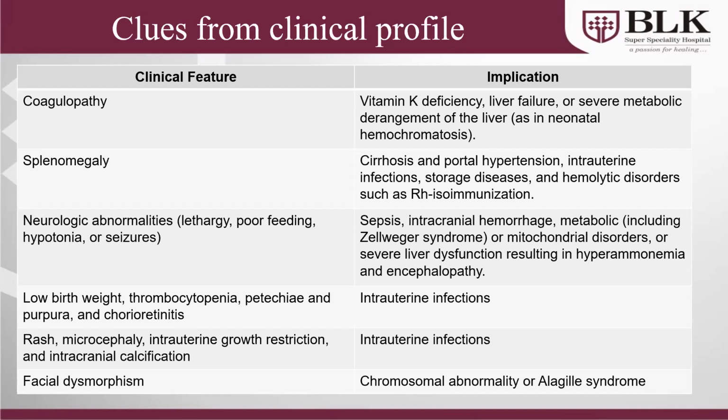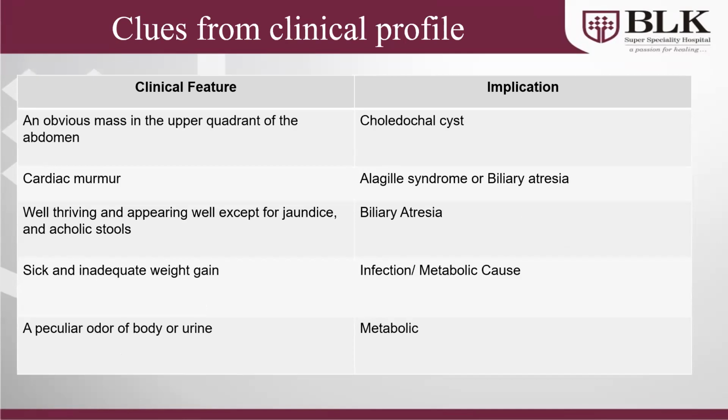If there is facial dysmorphism, then look for Ehlers-Danlos syndrome or Zellweger syndrome. These kids have a peculiar facial characteristic. If you can feel an obvious mass in the right upper quadrant of abdomen, it can be a choledochal cyst. If there is cardiac murmur, it points towards biliary atresia, because some kids with biliary atresia have associated congenital heart defects, and it can be due to Ehlers-Danlos syndrome also.